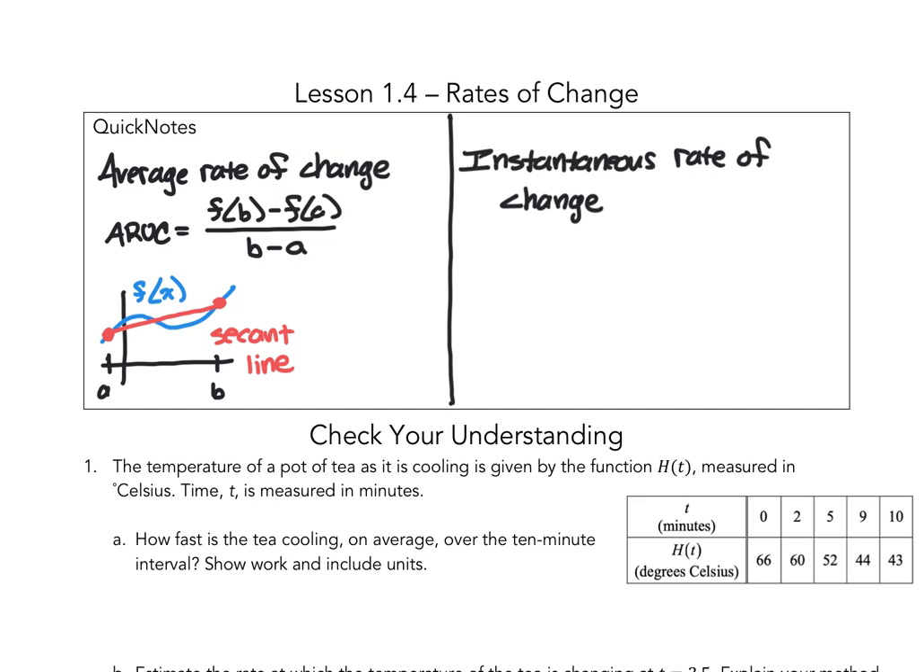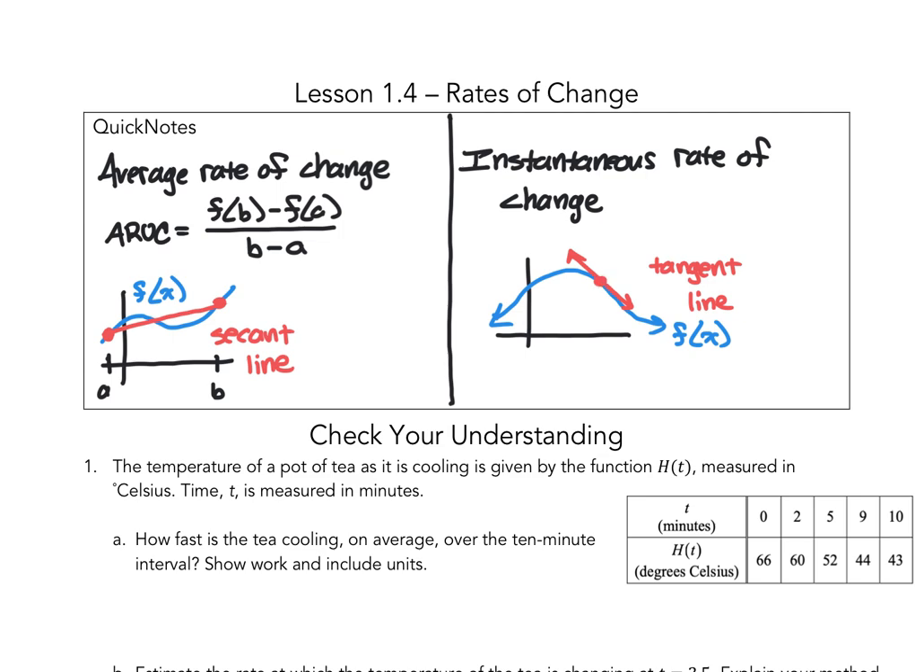Whereas instantaneous rate of change, like we saw on the other side of this sheet, if I have a function like this, instantaneous rate of change is just going to be the slope of a line through that single point. This is called a tangent line. That's just going to be the slope at one specific spot.